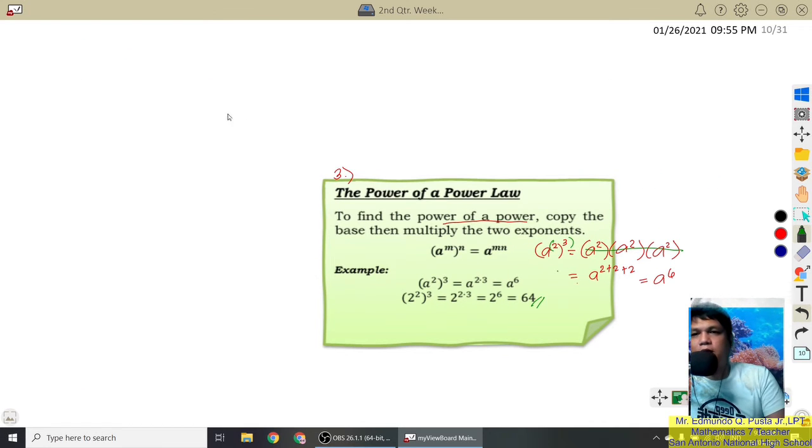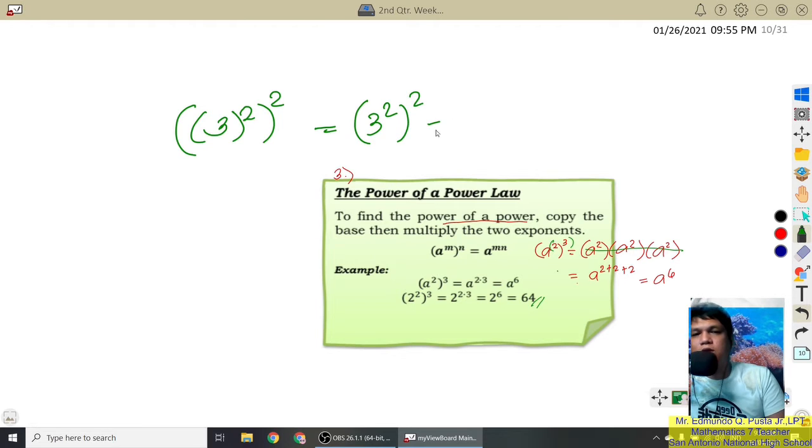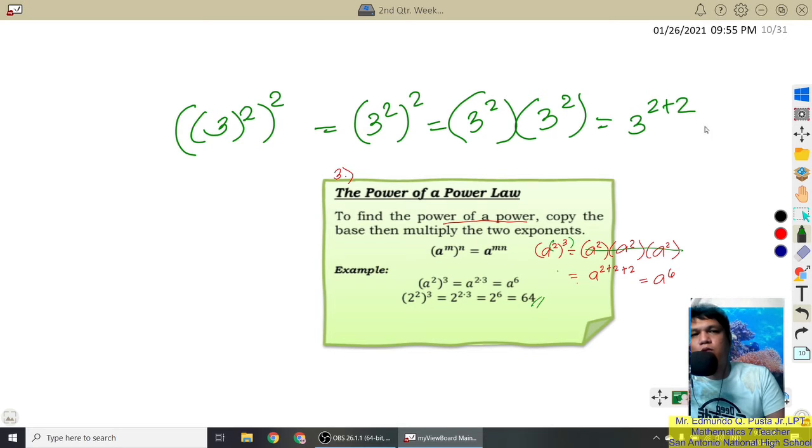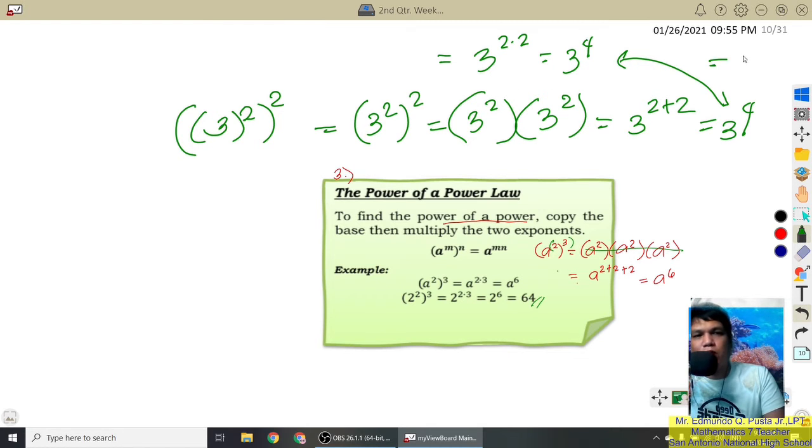Okay. So what if we have, let's say, 3 raised to 2 raised to 2. Or simply 3 squared raised to 2. So this means we have 3 squared times 3 squared. Now, 3 squared times 3 squared, this one is 3 raised to 2 plus 2, which is 3 raised to 4. So what if I just multiplied it, no? 3 raised to 2 times 2, which is equal to 3 raised to 4. So we'll have the same answer. Okay? Just by multiplying that. So what is 3 raised to 4? 3 raised to 4 is 81. Both 81. Okay?